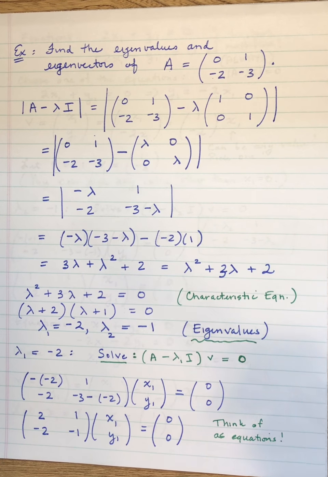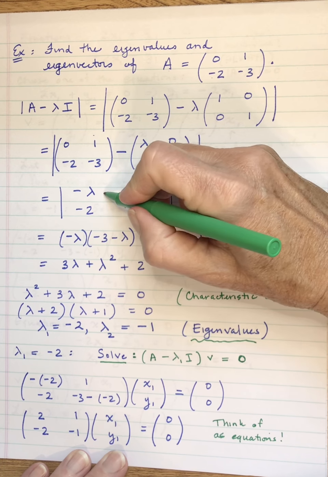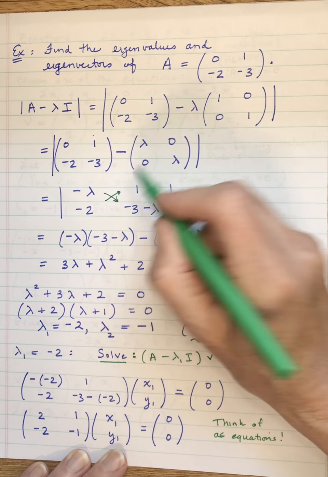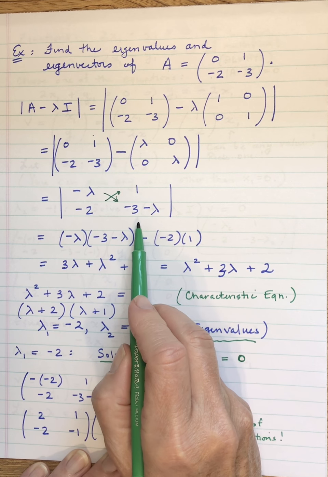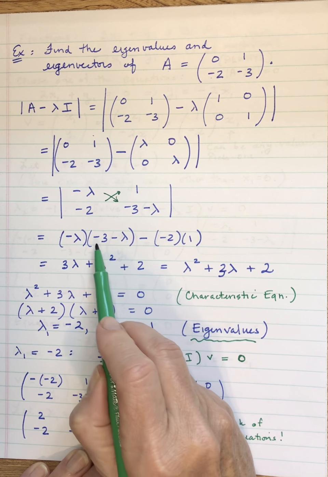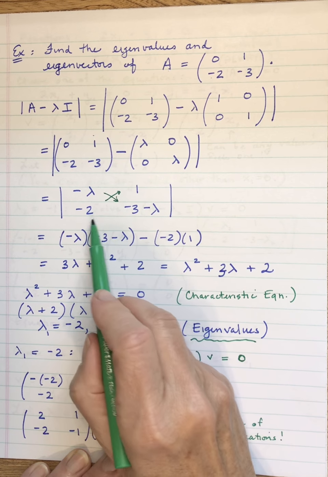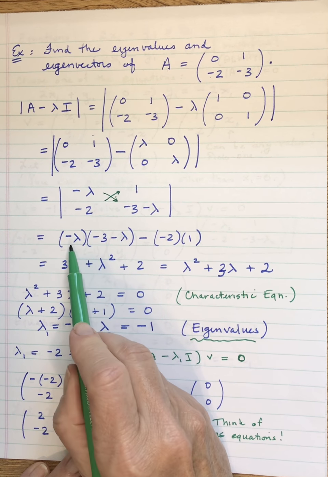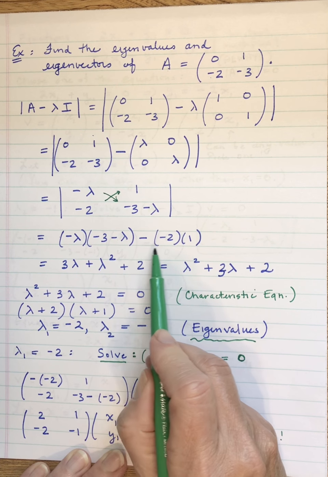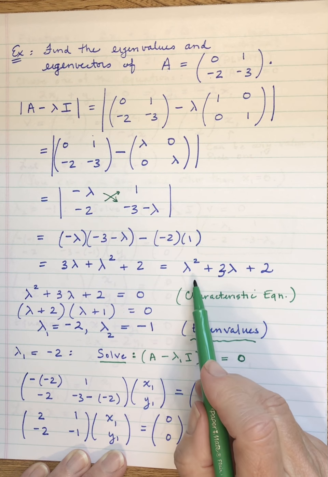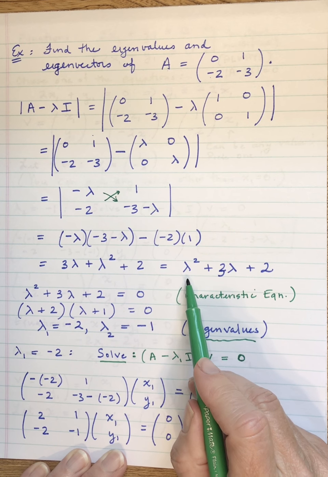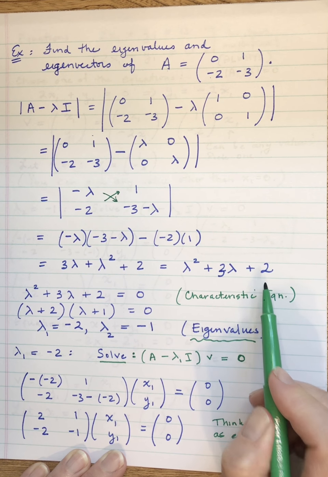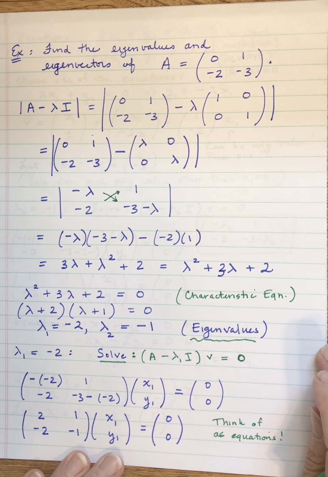All right, now the determinant, we just take this product, subtract this product. So we have minus lambda times minus 3 minus lambda, minus negative 2 times 1. So we get a 3 lambda here plus lambda squared, then plus 2. And that just gives us, we write it in this order, lambda squared plus 3 lambda plus 2, which if you think back looks a lot like the characteristic equation when we're solving second order differential equations.